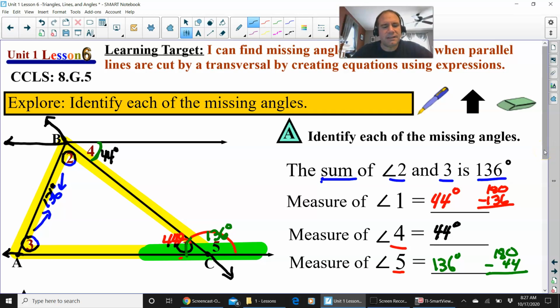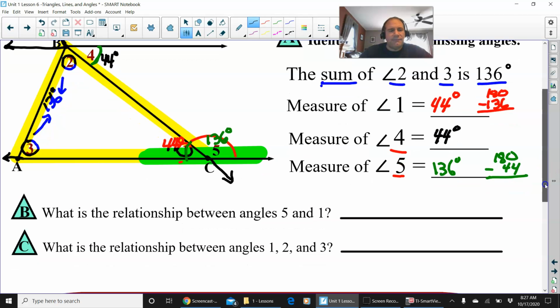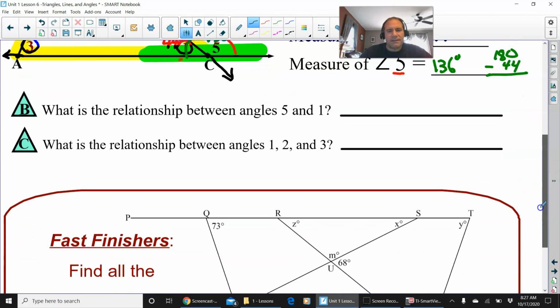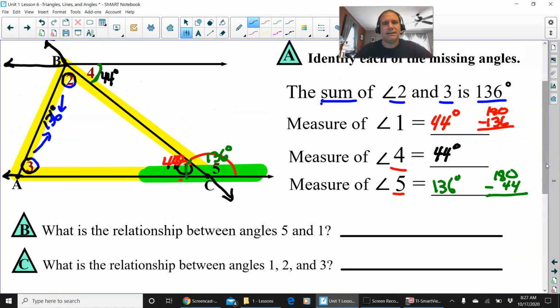Hopefully you did understand it and were able to follow through. So we have more questions. So what's the relationship between angle 1 and 5? We're going to worry about the fast finisher later, but go ahead and try B and C on your own before I put the answers down. You could press pause now. So hopefully you did try those and you did get the answer.